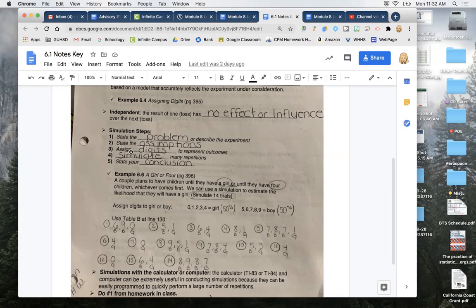The next thing you're going to do is actually assign the digits. So I'm going to assign 5 numbers to girls and 5 numbers to boys before I go into my table. I'm going to do 0, 1, 2, 3, 4 for girl and 5, 6, 7, 8, 9 for boy.